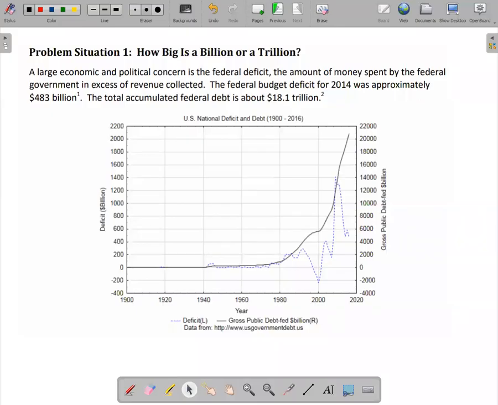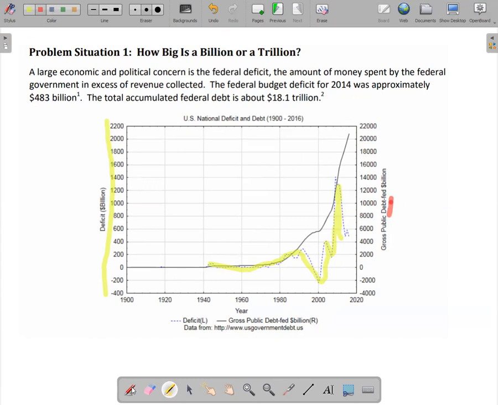So some things I want to point out about this particular part is notice there's two things being graphed here. We have the deficit, and these numbers here are measured in billions. And the deficit, if I look down below, that's the dashed line. And then on the other side, the scale is for the debt. And the debt is the solid line being graphed here.